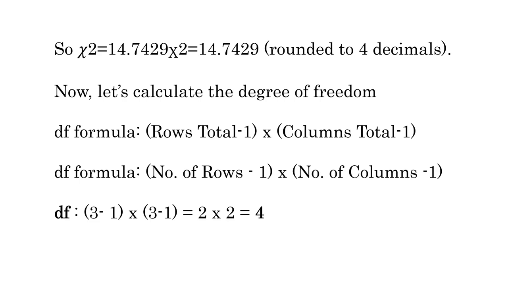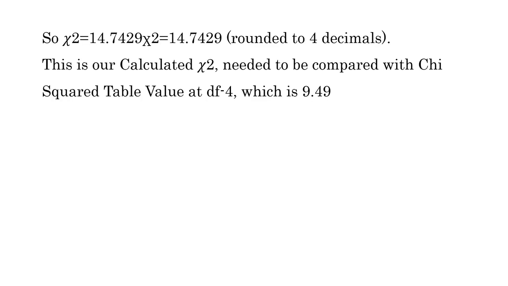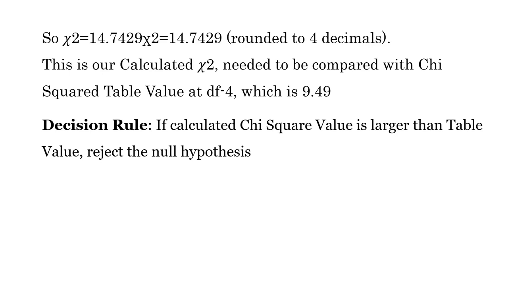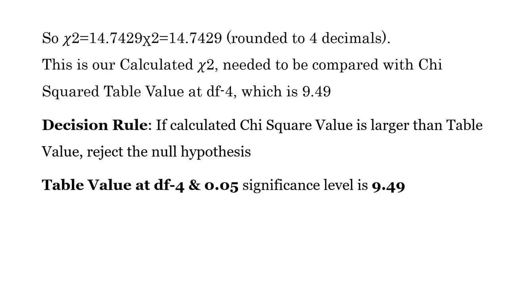So 4 is our degree of freedom, and normally the significance value we take is 0.05. Now we have the calculated chi-square value, which is 14.742, and the table value at degree of freedom 4 and 0.05 significance level, which is 9.49. The decision rule says if the calculated chi-square value is larger than the table value, we should reject the null hypothesis. Our calculated chi-square value is 14.742 and the table value is 9.49. So obviously the calculated value is larger than the table value at degree of freedom 4 and significance level 0.05. We should reject our null hypothesis.